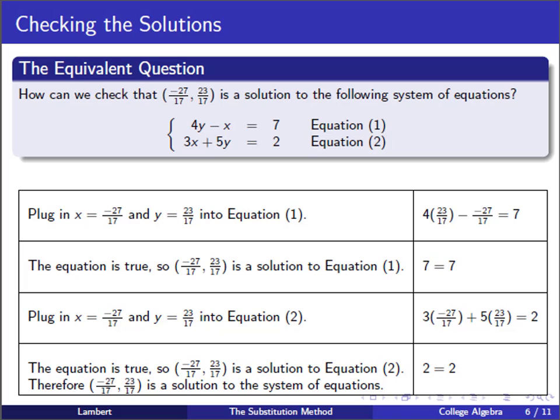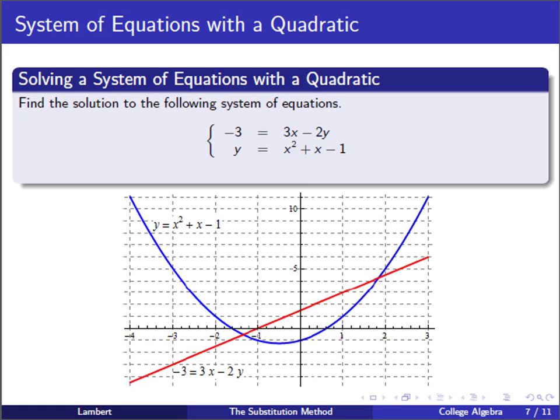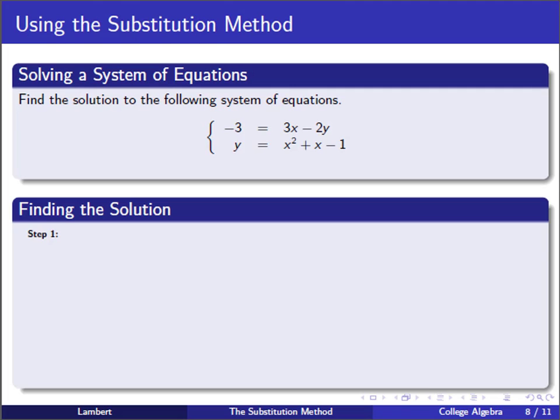So moving forward from here, let's see where the substitution method can extend beyond just linear equations. Let's say we have a quadratic involved. So you have negative 3 equals 3x minus 2y, which is a linear equation. But then we have y equals x squared plus x minus 1, which is quadratic. If you graph this, things are a little bit nasty. There's no way we're going to be able to figure out the intersection points real quick. So moving forward, how do we actually go about doing this?